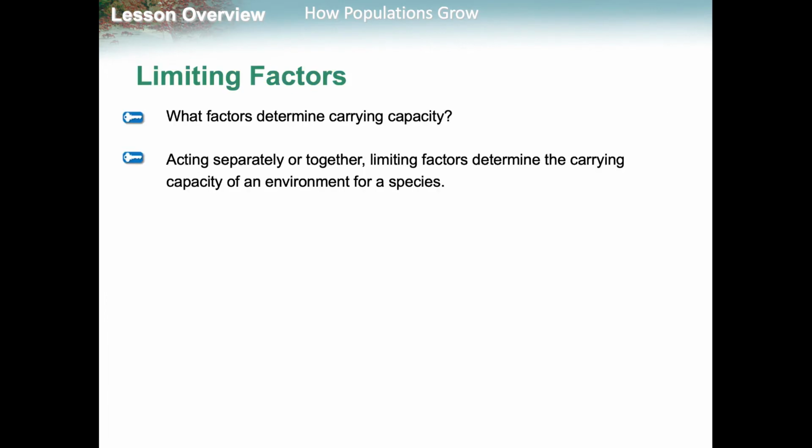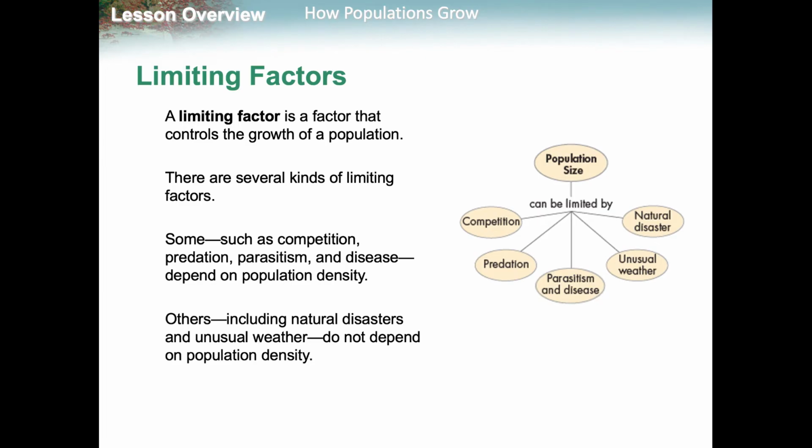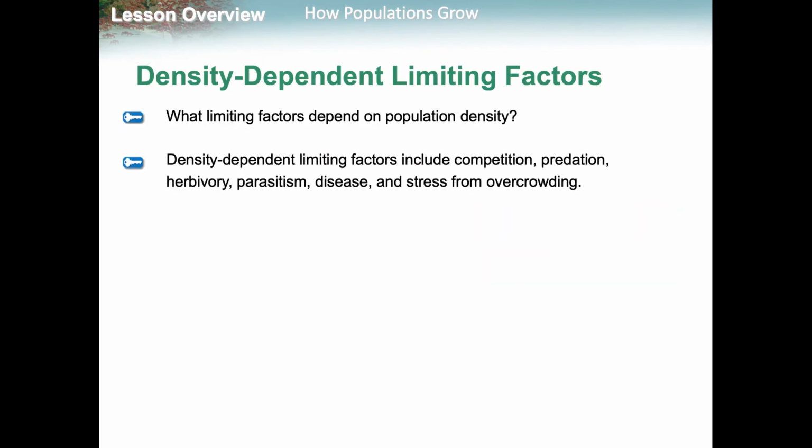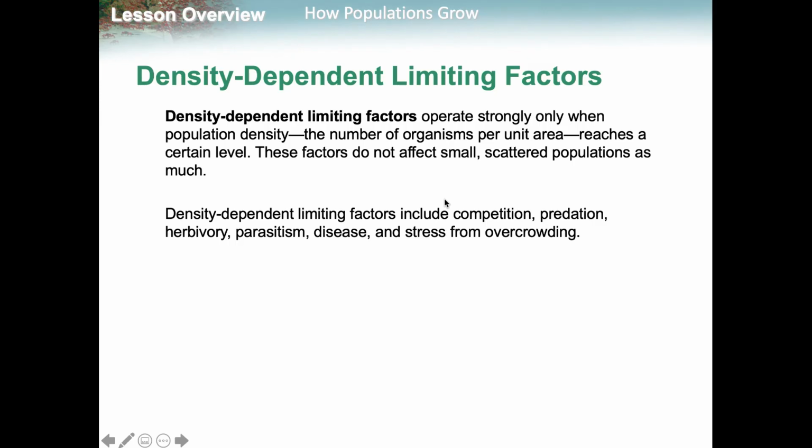So there are different factors that determine carrying capacity. Acting separately or together, limiting factors determine the carrying capacity of an environment. Some of them depend on population density and some of them do not. The ones that do not are usually caused by natural disasters. So limiting factors that depend on population density are competition, predation, herbivory, parasitism, disease, and stress from overcrowding. So these are density dependent, meaning whether these factors are present depends on the population.